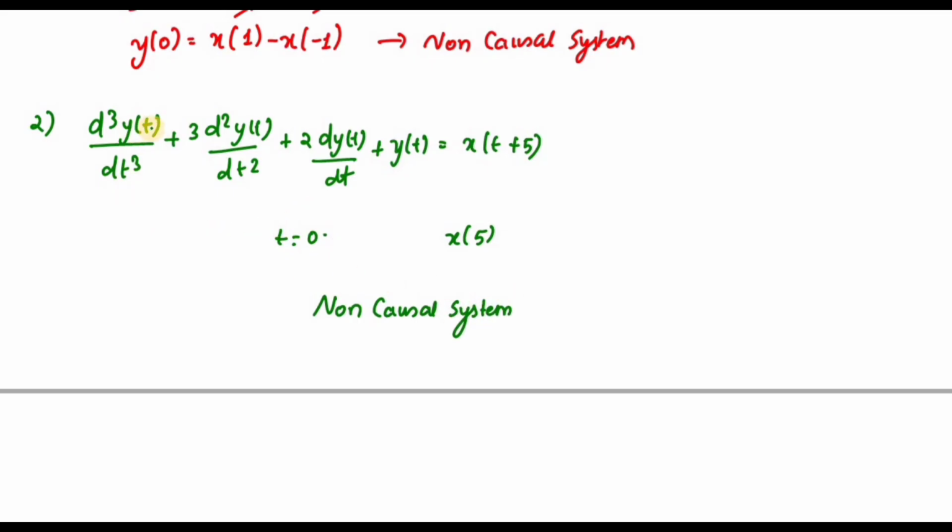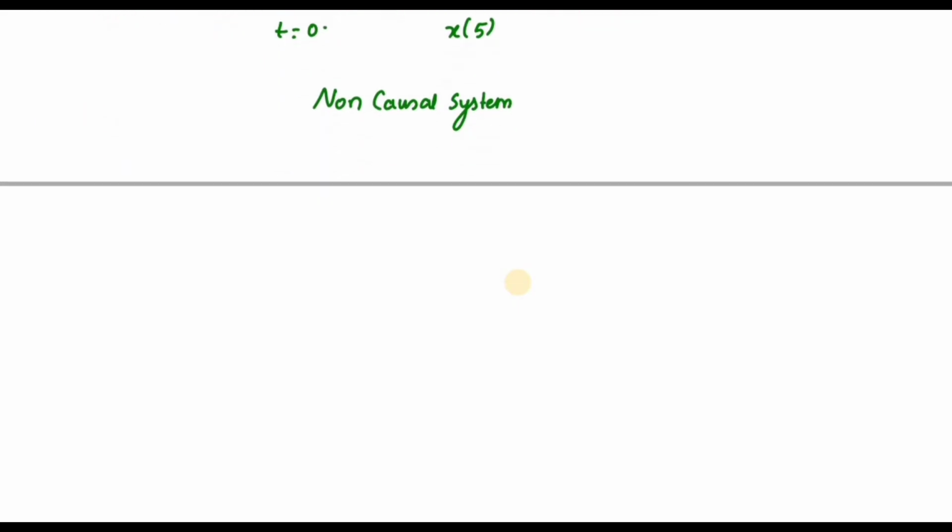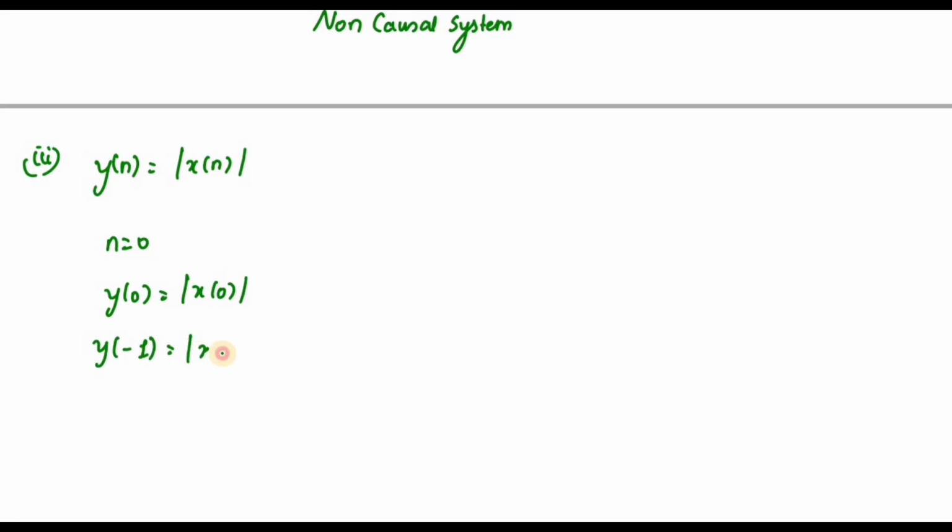So this becomes y of 0, and this becomes x of 5. Therefore it is a non-causal system. Consider the third problem. y of n is equal to modulus of x of n. If I substitute n is equal to 0, it becomes y of 0 equal to modulus of x of 0. If I substitute n equal to minus 1, then also it is x of minus 1. If it is y of 1, then also it is x of 1. So if the output depends on the present input, it is a causal system.